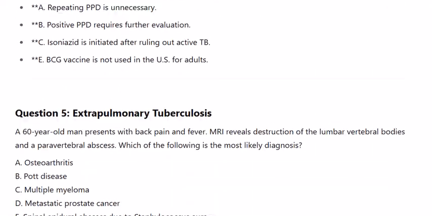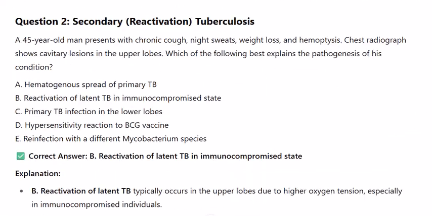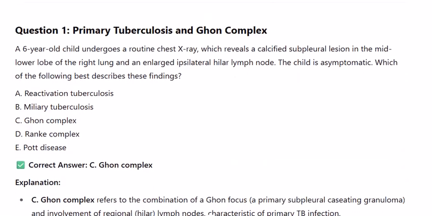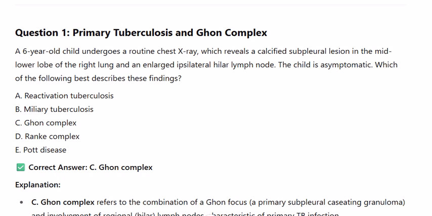Questions focused on tuberculosis, TB, covering key concepts such as primary and secondary TB, Ghon complex, miliary TB, PPD testing, and extrapulmonary manifestations. Each question includes 5 answer choices and detailed explanations for both correct and incorrect options.